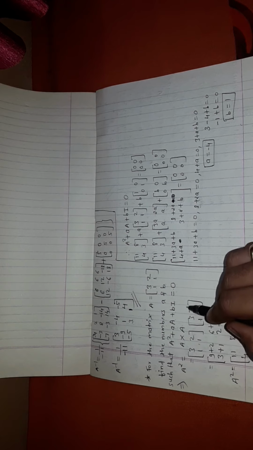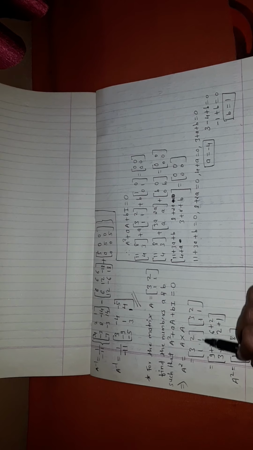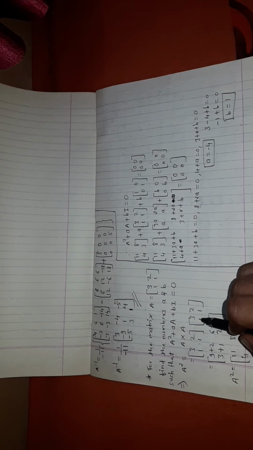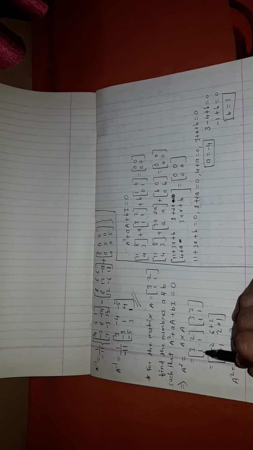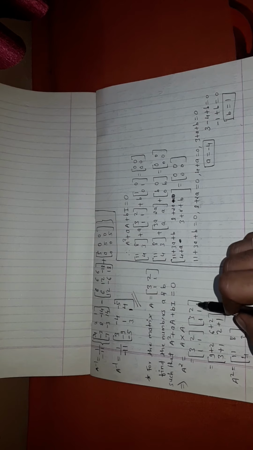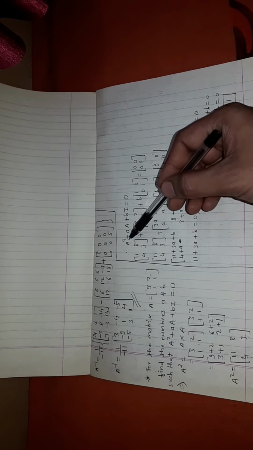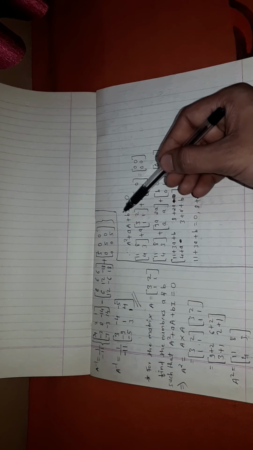Next, first row second column, 3 2s are 6 plus 2 1s are 2. Next, second row first column, 1 into 3 is 3 plus 1 into 1 is 1. Next, second row second column, 1 into 2 is 2 plus 1 into 1 is 1. So A square will be what? 11 8 4 3.